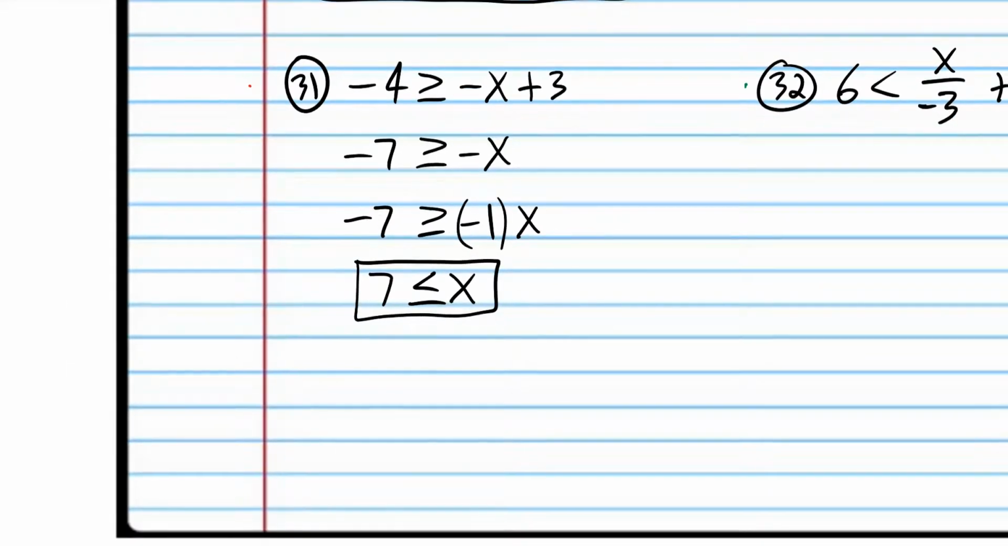Now we're going to graph it. And now x is bigger. We need a closed dot because it's less than or equal to. And x is bigger, so we shade in this part over here.